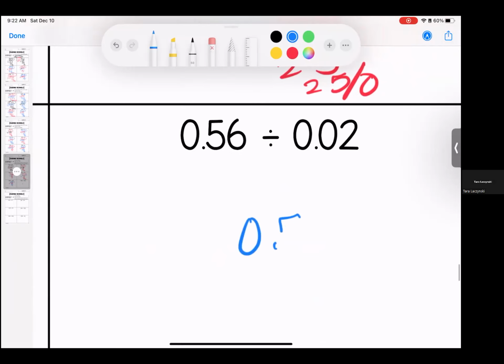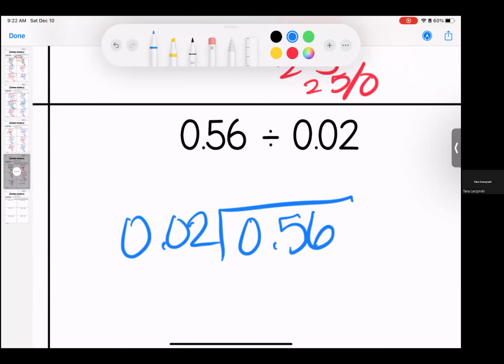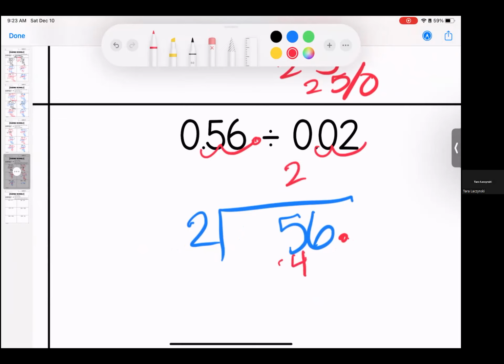All right, let's set this one up. Here we go. Move it, keep it equal. This one is another one where when we move it, our decimal goes to the end. So now we're dividing, and I'll show you up here too. We're dividing 2 into 56. So 2 goes into 5 two times, which is 4, leaving 1. 2 goes into 16 4 times. 24 is my answer. And if I was worried about the decimal, it's back here.